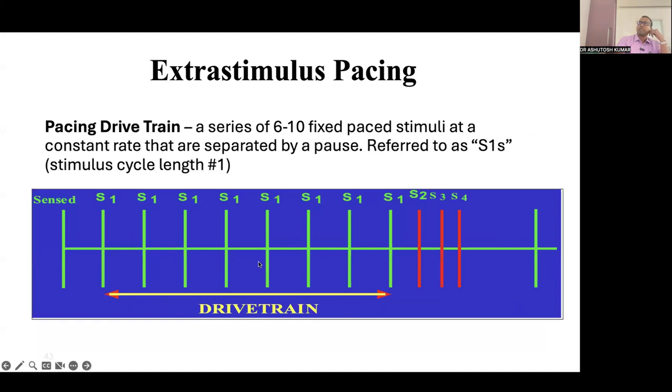Extras, you can see these are the stabilizing beats from S1 to S, whatever, 8, 6, you will be seeing 6 beats followed by one extra. So S1, S2, S3, S4. Normally we will put an S1 and then S2, meaning one extra. One extra means S2, two extra means S3, three extra means S4. Okay.